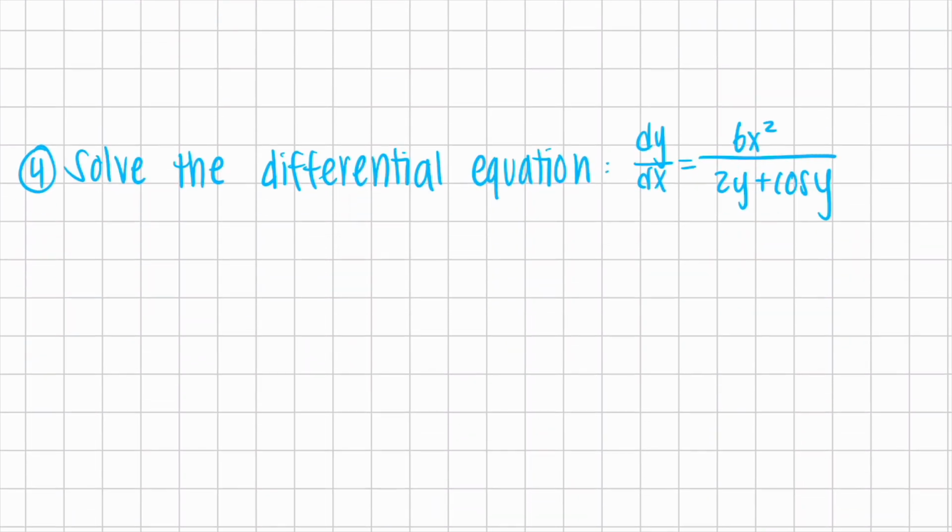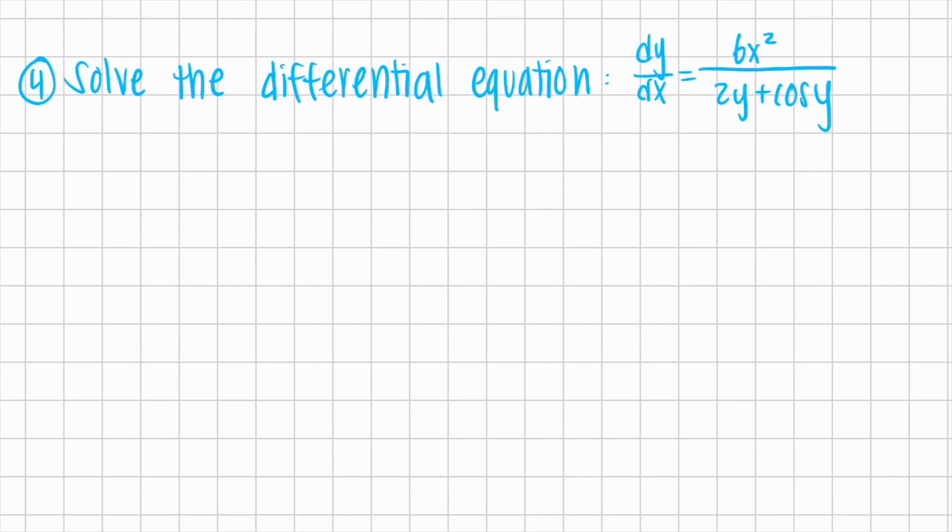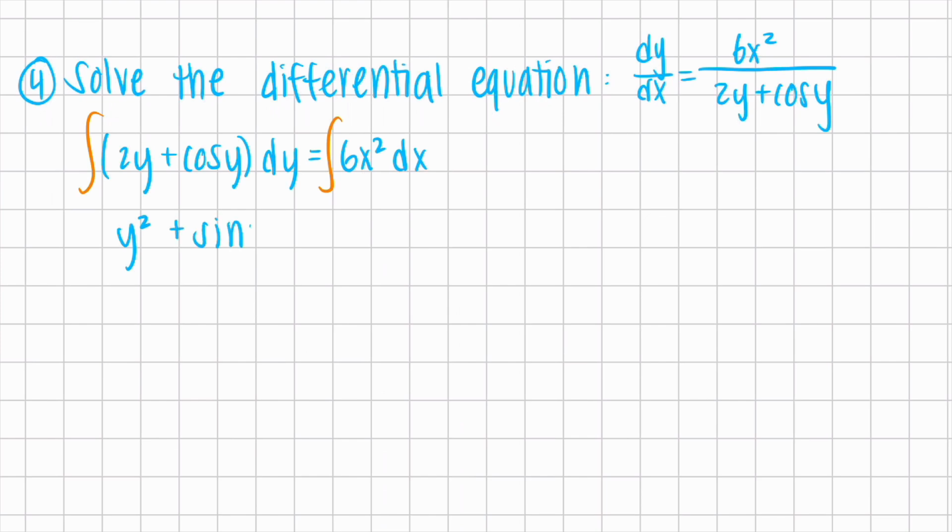We have one more. For this one, I'm going to multiply both sides by this denominator right here, 2y plus cosine y. And I'm also going to multiply both sides of the equation by dx. Let's integrate both sides. On the left side, we're going to get y squared plus sine of y. On the right side, we're going to get x cubed. In the front, I have 6 times 1/3. Let's rewrite it one more time so we can simplify. We get 2x cubed plus c.